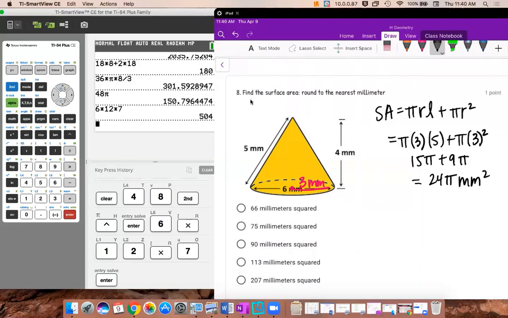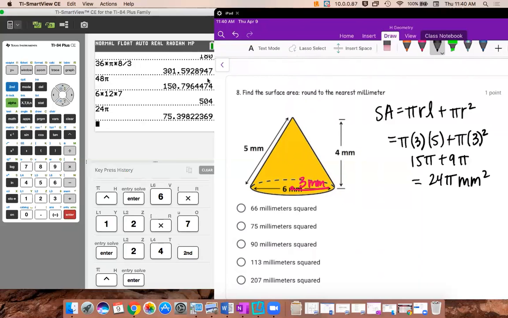So again, we're rounding, so we're going to plug that in. 24 times pi becomes, let's see, that does not round up because this is lower than 5. So 75 millimeters squared is going to be your surface area for this figure.